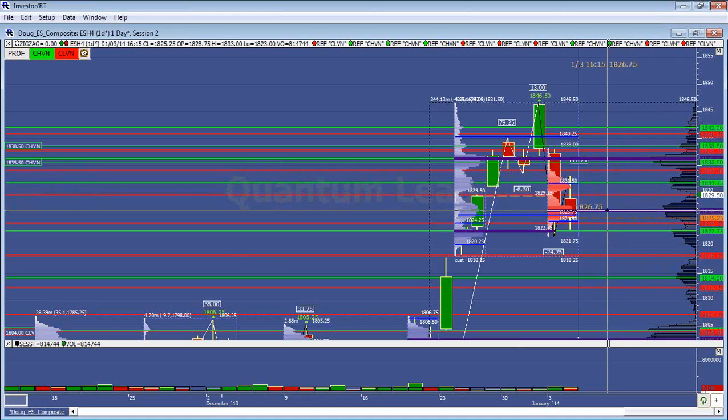36.25, 31.75, 26.50, and 22.75. I'll be using this 29.50. Actually, I'll be using a kind of sludge area or slush area between 27 and 29.50, and I'll show you why on the intraday chart when we get there.